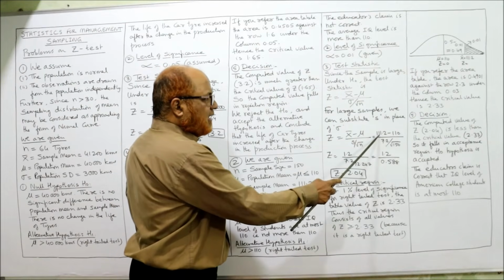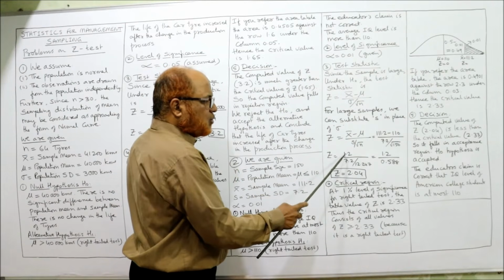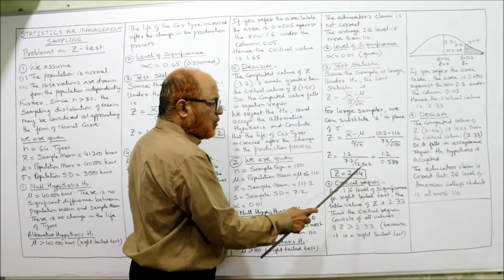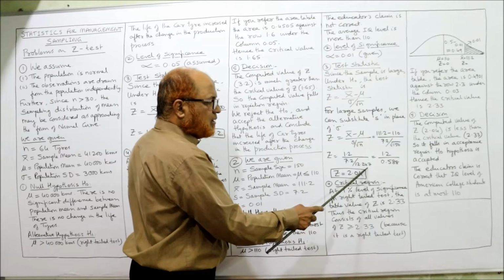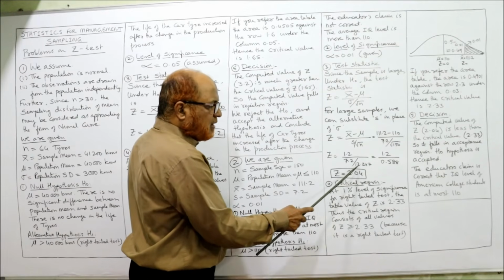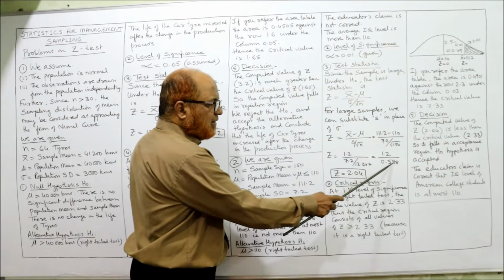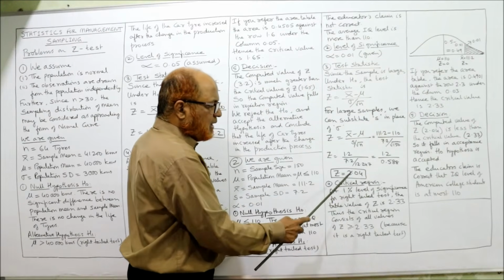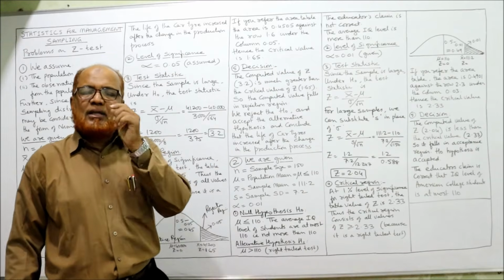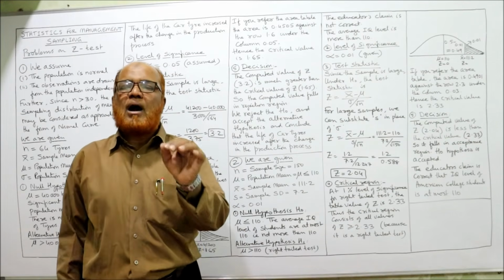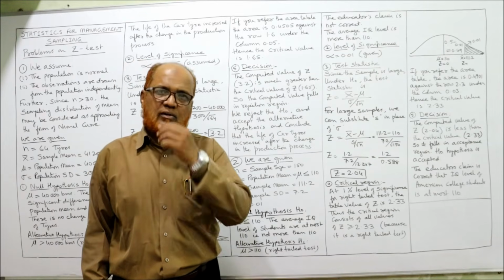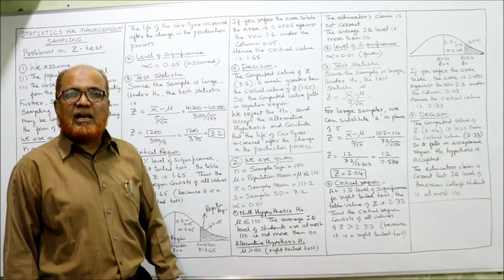So 111.2 minus 110 is 1.2. Divide by 7.2 divided by root 150. Root 150 comes to 12.247. So 7.2 divided by 12.247, you will get 0.588. So 1.2 divided by 0.588, you will get 2.04. This 2.04 is the computed value of Z. Now we need the critical value.